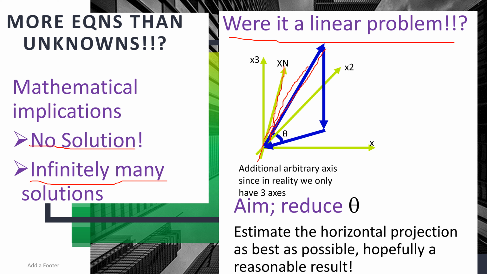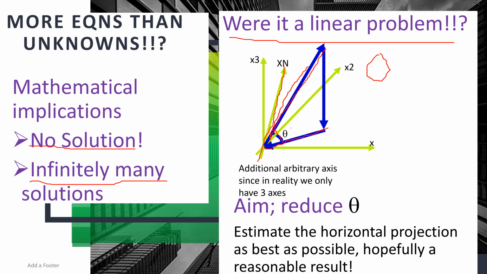So the best we can do is to estimate and give the best approximation, and the best approximation for a linear case is the projection on the horizontal. The aim is to reduce this theta, to make theta as small as possible, and hopefully the resultant solution is good enough.